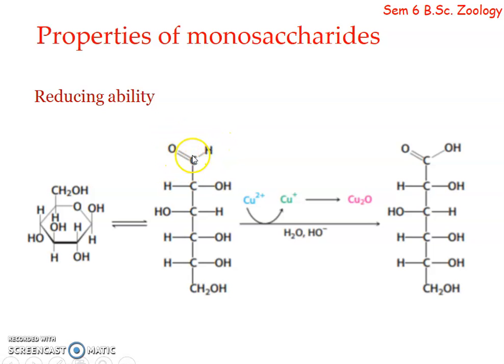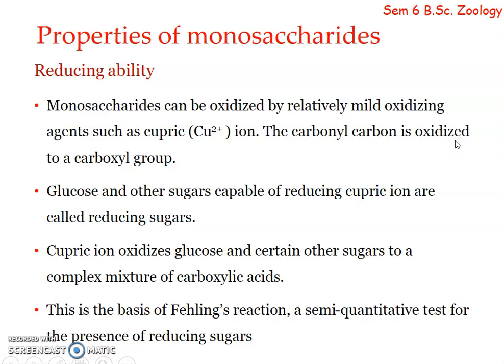During this process, you can see that the oxidation happens at CHO. It gets an oxygen atom; this is the part where the oxidation is happening. So you can say that only those monosaccharides with the CHO group can be oxidized or can act as reducing sugars. Cupric ion oxidizes glucose and certain other sugars to a complex mixture of carboxylic acids, and this is the basis of Fehling's reaction.